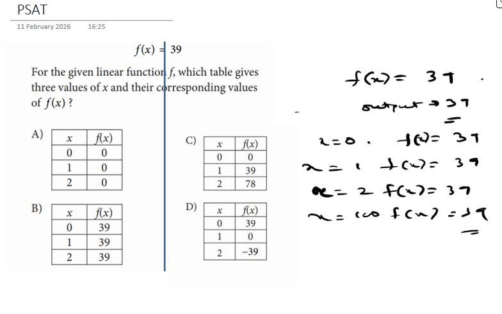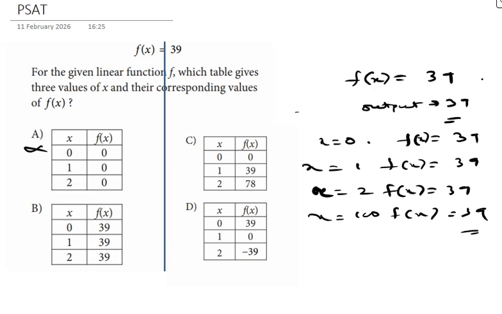Now look at each option very carefully. So let us examine the tables one by one. Option A. The table shows x is equal to 0, f(x) is equal to 0, x is equal to 1, f(x) is equal to 0, and x is equal to 2, f(x) is equal to 0. Here the function value is always 0, but our function says f(x) is equal to 39, so this does not match. So option A is incorrect.